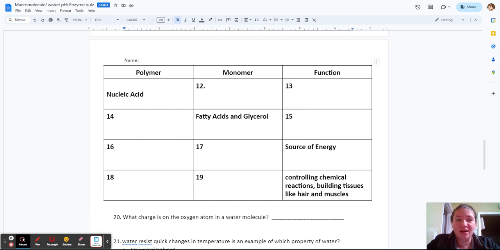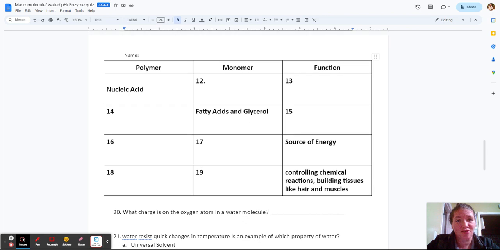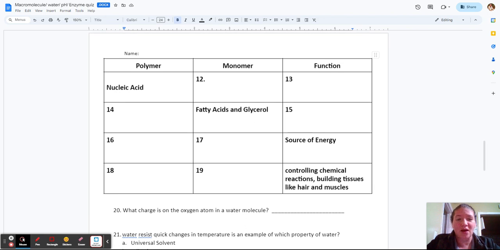Our third column here has the function is the source of energy. So our polymer that has the function of a source of energy is our carbohydrates, and its monomer is a monosaccharide or a glucose. Now our last one's function is controlling chemical reactions, building tissues like hair and muscles. The one that should really clue you in here is the muscles one. These are our proteins. So our polymer is protein or polypeptide, and the monomer is our amino acids.